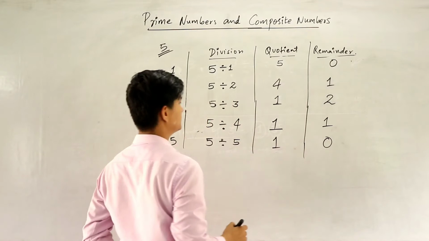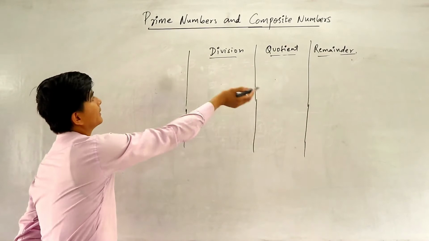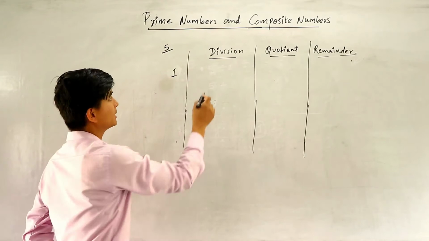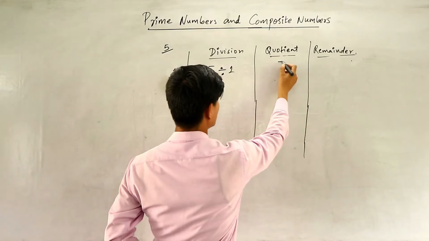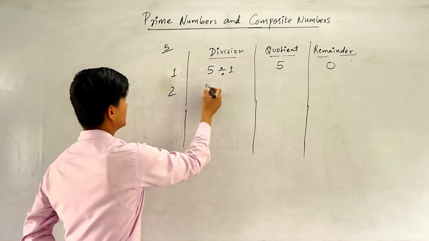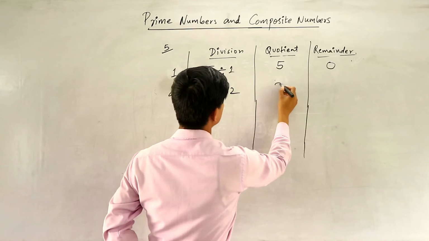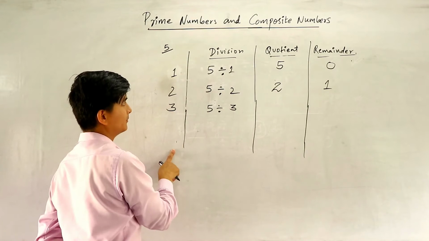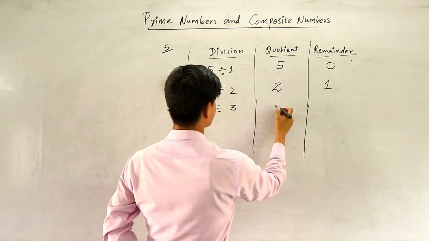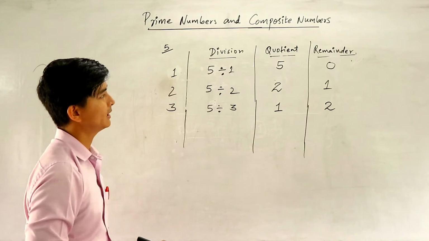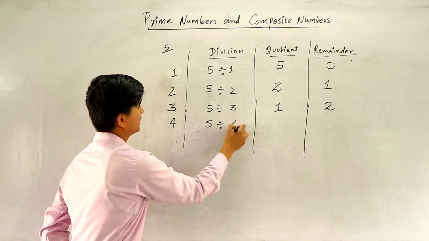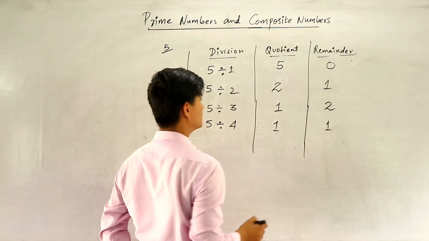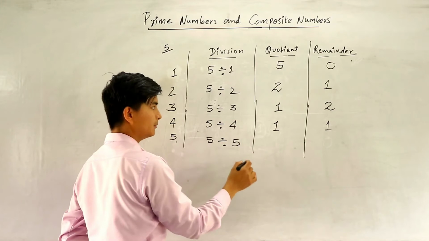Okay. Now take a look at another example of taking out the factors of 5. If you divide 5 by 1, your quotient will be 5 and the remainder will be 0. In a similar way, 5 divided by 2, the quotient will be 2 and the remainder will be 1. If we divide 5 by 3, we have to go up to 5, because we are taking out the factors of 5. The quotient will be 1 and the remainder will be 2. Similarly, if we divide 5 by 4, the quotient will be 1 and the remainder will also be 1. Finally, if we divide 5 by 5, the quotient will be 1 and the remainder will be 0, right?